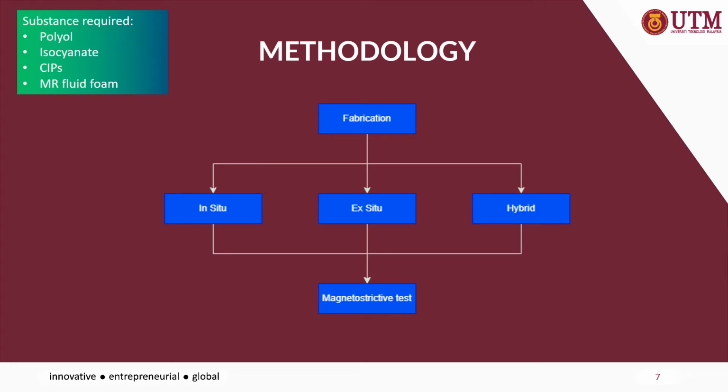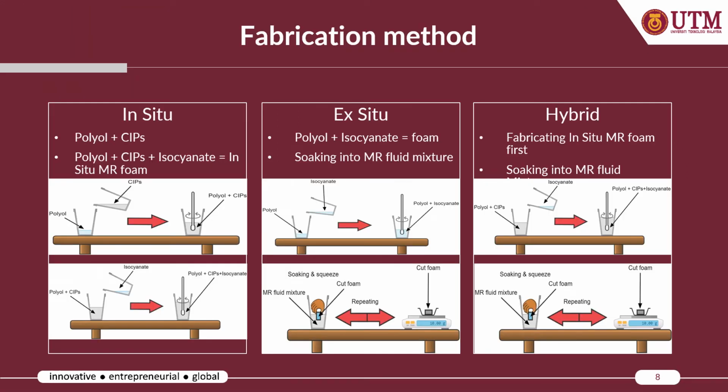There are two steps that must be taken for the methodology part. Firstly, the MR foam must be fabricated via in situ, ex situ, and hybrid fabrication methods simultaneously. Basically, the substances required to perform all the fabrication methods mentioned previously include polyol, isocyanate, CIPs, and MR fluid mixture. After that, we can proceed to perform the magnetostrictive testing. So let's start with the fabrication stage first.